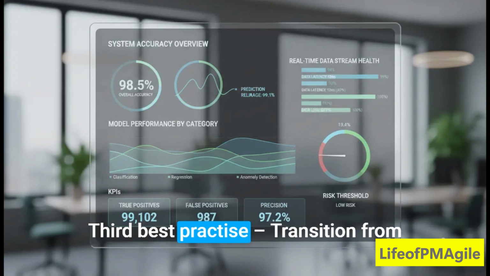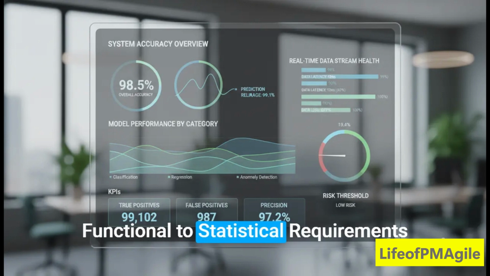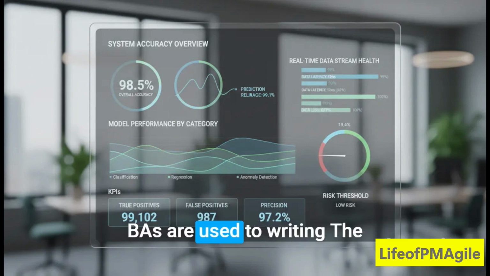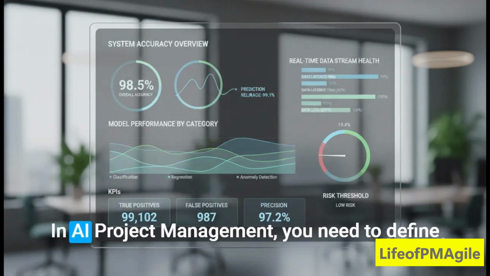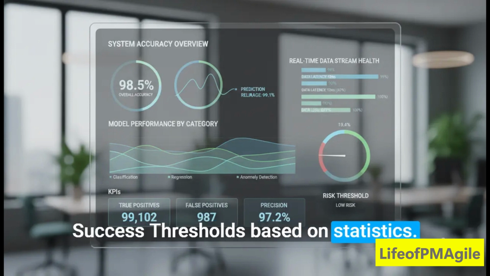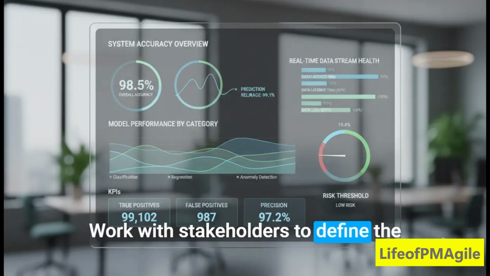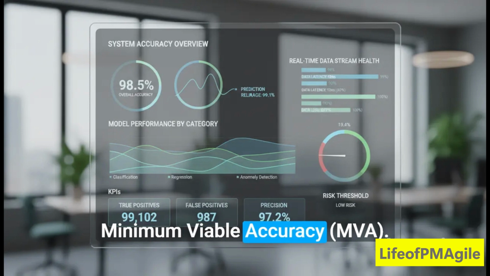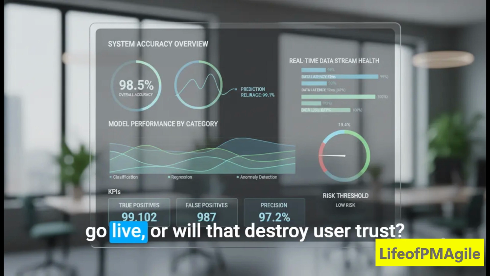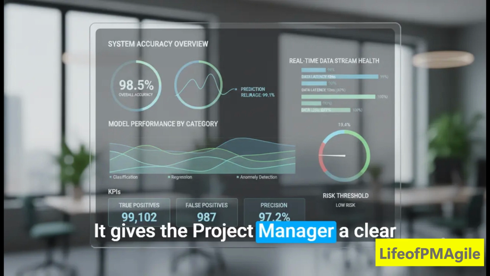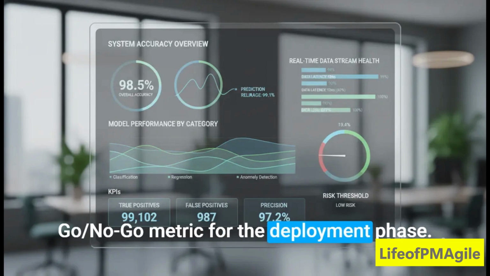Third best practice, transition from functional to statistical requirements. BAs are used to writing the system shall statements. In AI project management, you need to define success thresholds based on statistics. Work with stakeholders to define the minimum viable accuracy, MVA. Is a 70% accurate prediction enough to go live, or will that destroy user trust? It gives the project manager a clear go/no-go metric for the deployment phase.